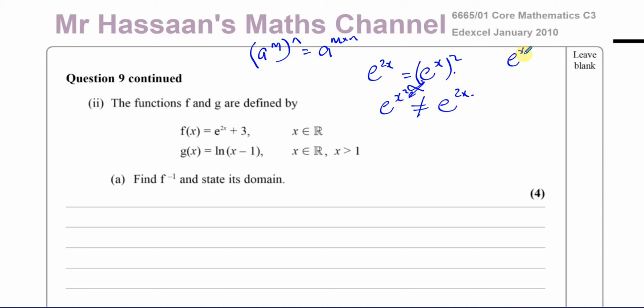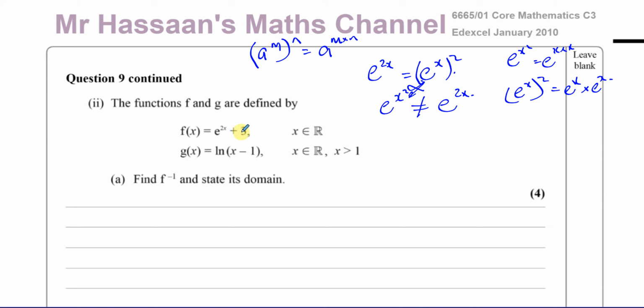See, e to the power of x squared means e to the power of x times x. But e to the power of x all squared means e to the power of x times e to the power of x. That's why we add the powers to get 2x. Right, so they're not the same. So be very careful about misunderstanding that.